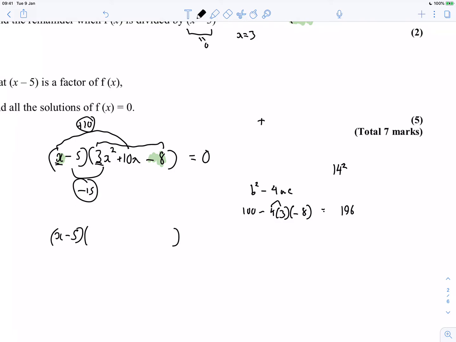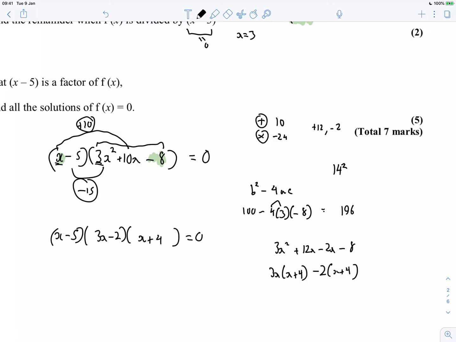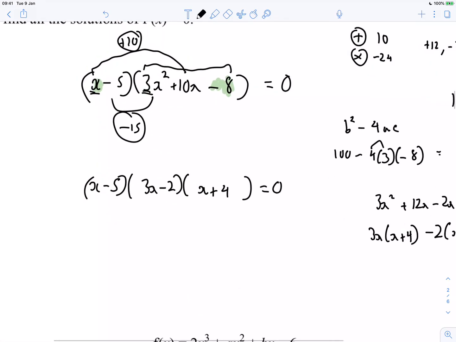So what two numbers add to 10 but multiply to minus 8 times 3, which is minus 24? I think that's going to be 12 and minus 2. So I can split this up into 3x squared plus 12x minus 2x minus 8, which is 3x lots of x plus 4 minus 2 lots of x plus 4. So I make that 3x minus 2 lots of x plus 4. And now once we've got it in this stage, it's quite easy.